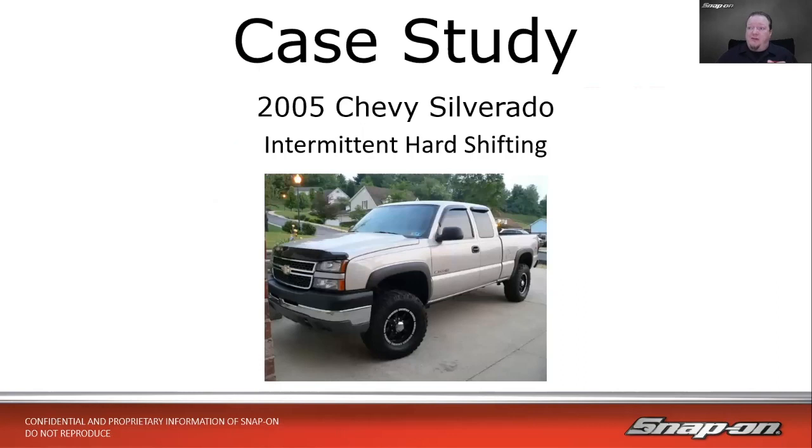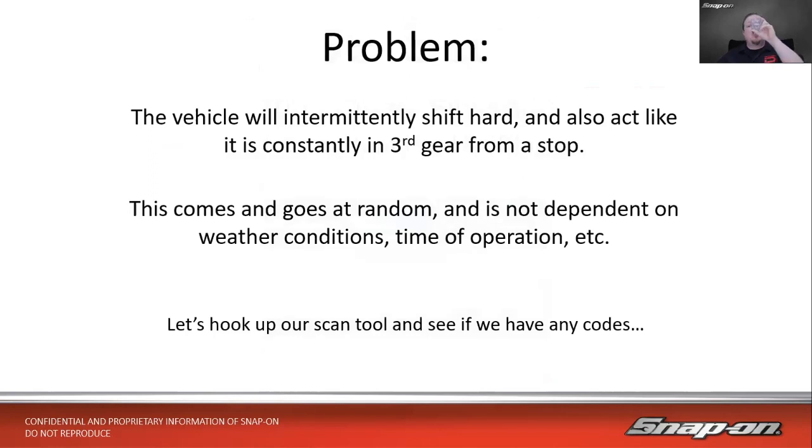So we had this 05 Chevy Silverado, and it had an intermittent hard shifting problem, and it was very, very intermittent. It will intermittently shift hard, and then when it's happening like that, it'll also act like it's constantly in third gear from a stop. Like it takes a long time to get off the line, right? Comes and goes at random. Doesn't depend on weather conditions, time of operation, or anything.